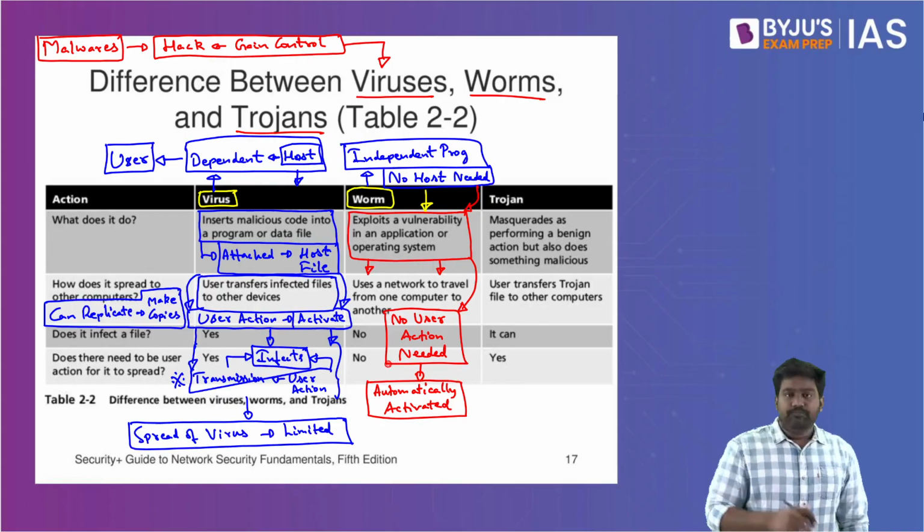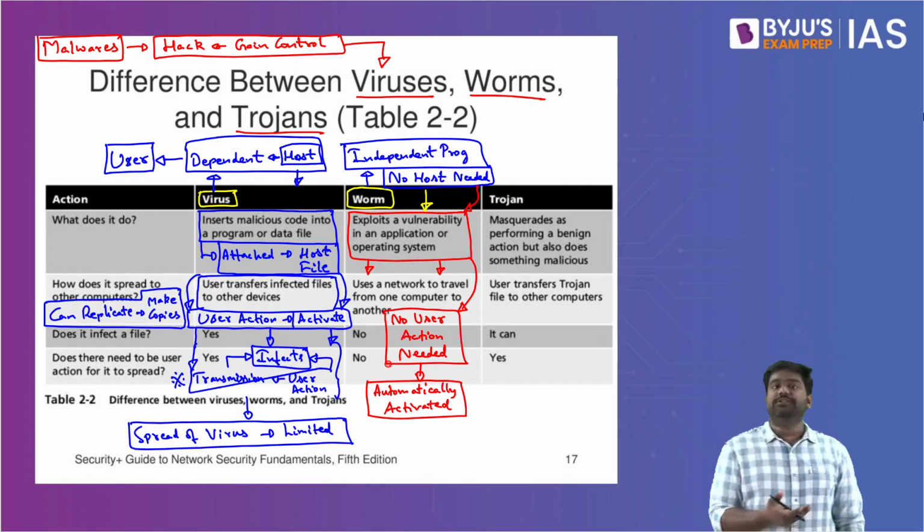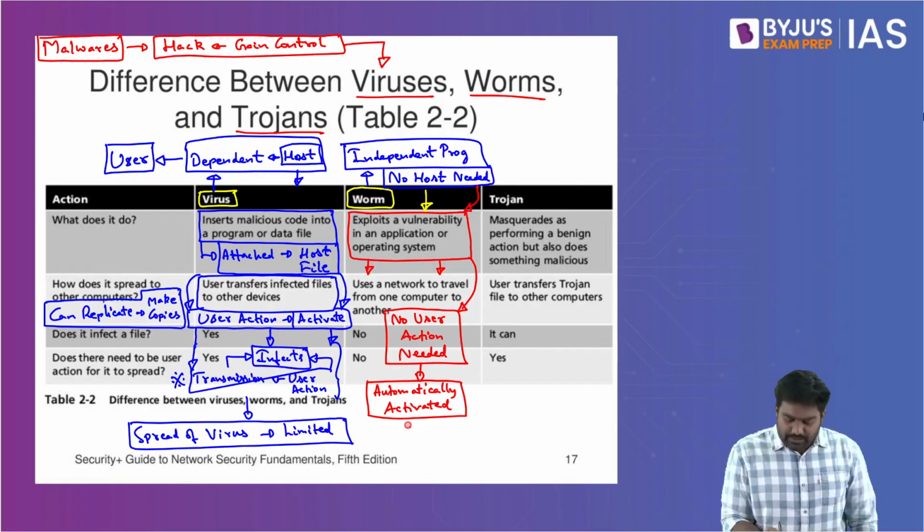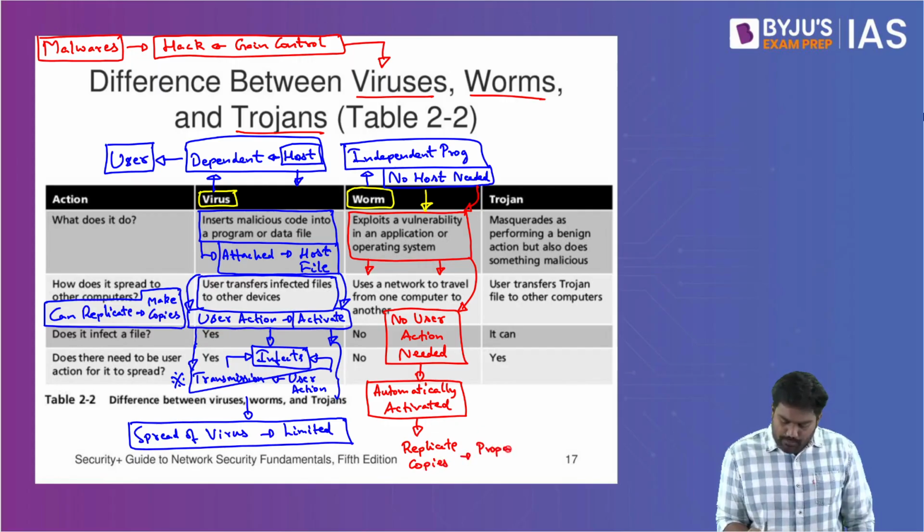The user need not run or open any programs. The moment it is on your system, it will activate automatically, and it will start replicating. Copies will be made, and it will start propagating on its own. Is that clear?